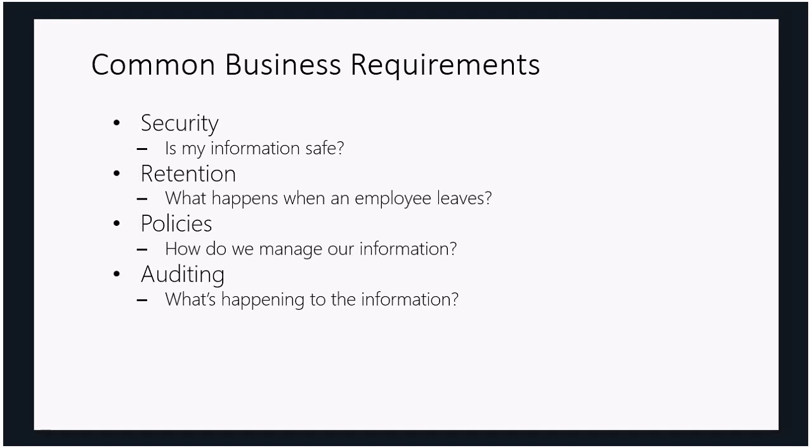Now, what's actually happening to the information? How do I know it's being used in the right manner? Is it being sent outside my organization? How many emails are going out every day, how many attachments, what files are being used, what users are logging into what systems. Part of good governance means that you have some sort of auditing process so that you know what's going on with the information inside your business.